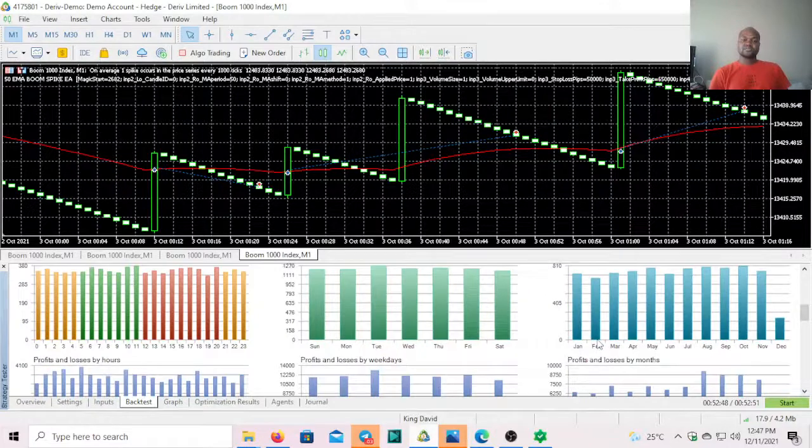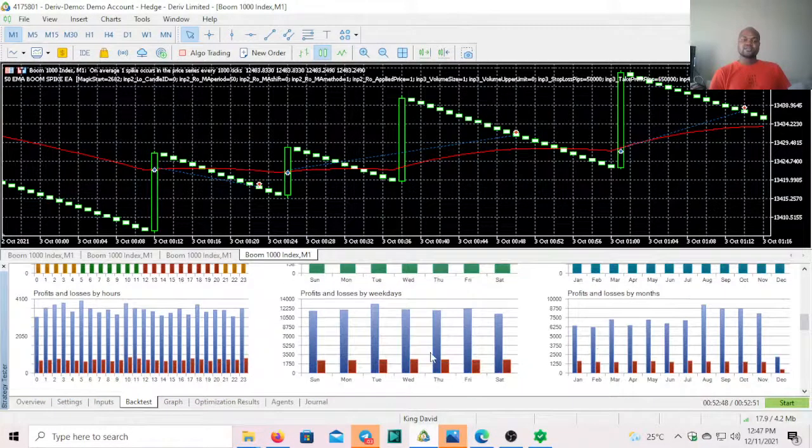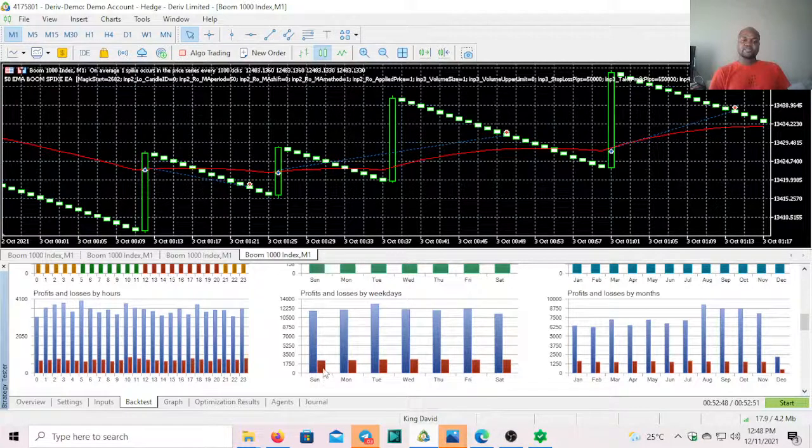Let's go down and check the charts. As you can see, daily, from Sunday to Saturday, the chances of you making profits are very high. Daily you'll be making profits, so you can run it and just leave it. You don't have specific dates where you want the EA to operate.